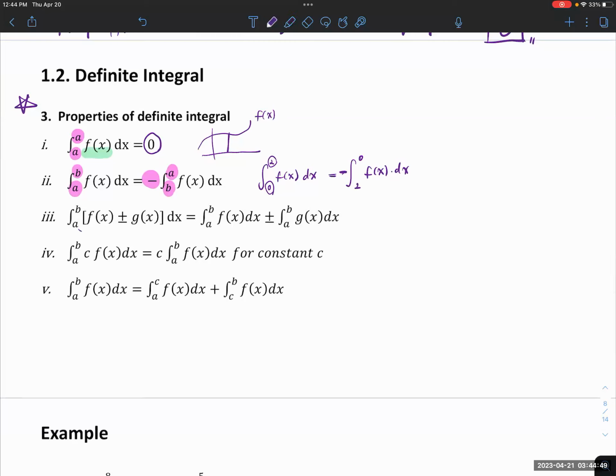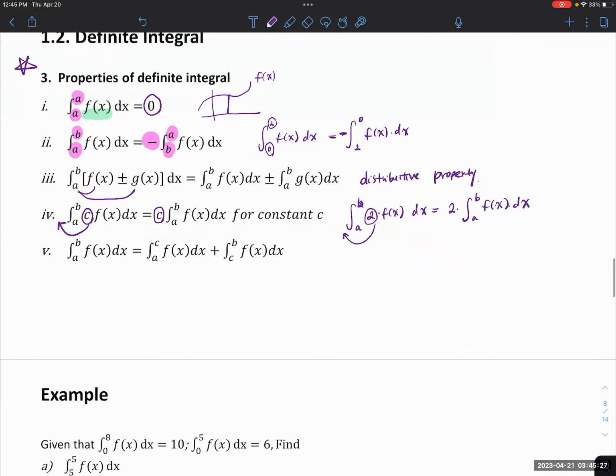Third property is the distributive property. You can add them up together or you can separate them. Okay, the fourth one, if you have a constant, you can always bring it to the front so that C is not part of the function. You can take it out and make it simpler. For example, if I have the integral from a to b of 2 times f of x dx, you can bring the 2 to the front, 2 times the integral from a to b of f of x dx.